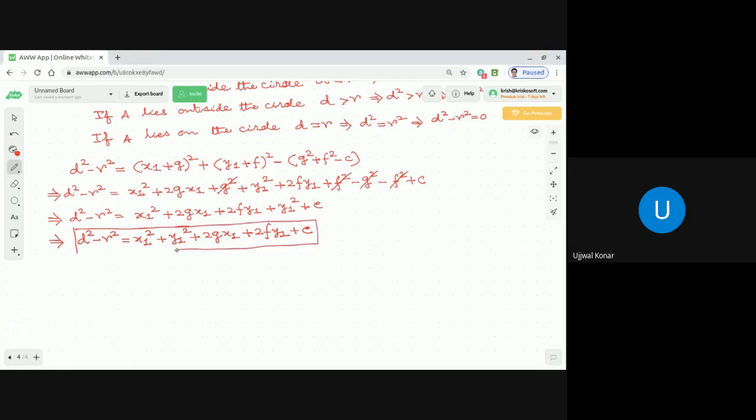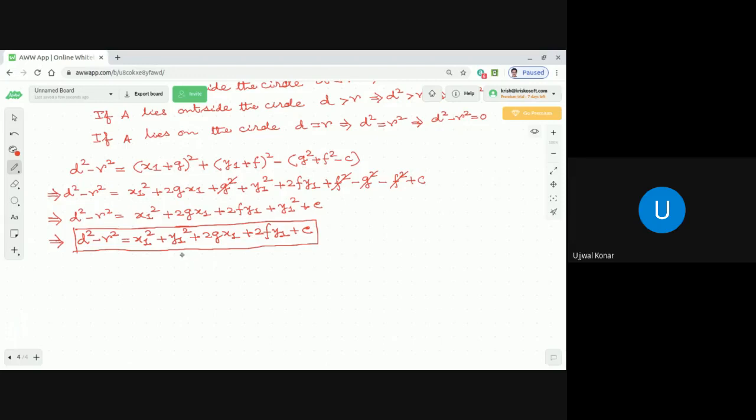Now, if you recall, what was the equation of the circle? We took x square plus y square plus 2gx plus 2fy plus c. And d square minus r square is x1 square plus y1 square plus 2gx1 plus 2fy1 plus c. That means in the expression x square plus y square plus 2gx plus 2fy plus c, we just replace x by the x coordinate of the point and y by the y coordinate of the point, find the value of this expression, and then we conclude.